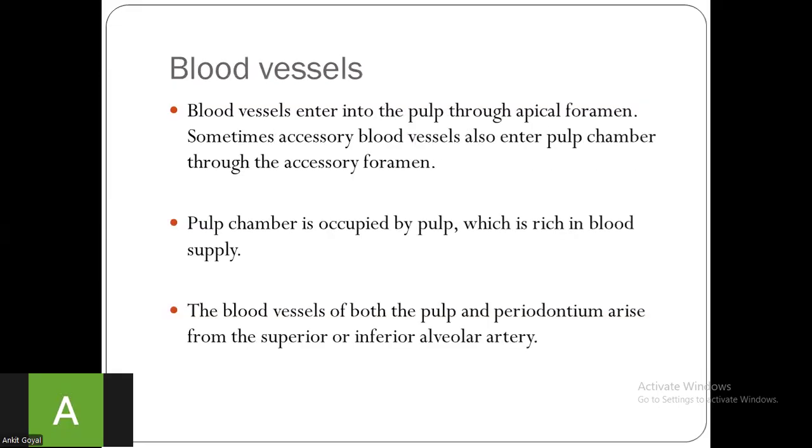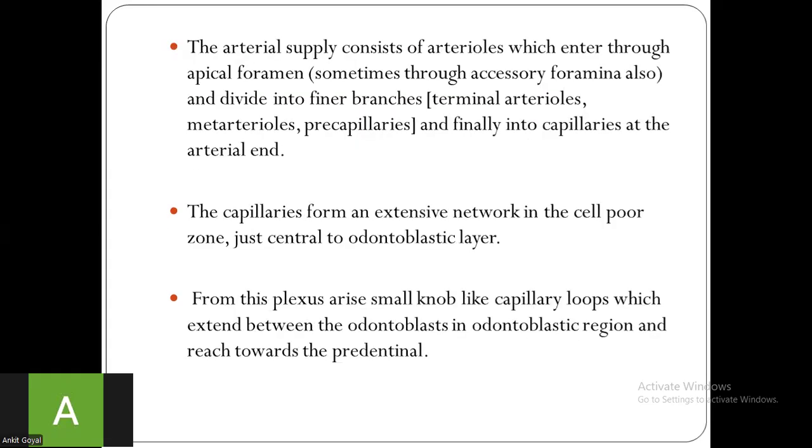So, the other components of the pulp are the blood vessels and nerves. Blood vessels enter the pulp through the apical foramina. Sometimes accessory blood vessels also enter the pulp chamber through accessory foramina. The pulp chamber is occupied by pulp, which is rich in blood supply. Blood vessels of both the pulp and periodontium arise from the superior or inferior alveolar artery. The arterial supply consists of arterioles which enter through the apical foramina, sometimes through accessory foramina also, and divide into finer branches like terminal arterioles, metarterioles, and precapillaries, and finally into capillaries at the arterial end.